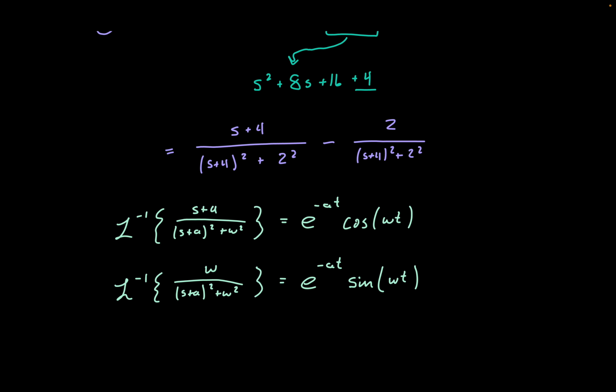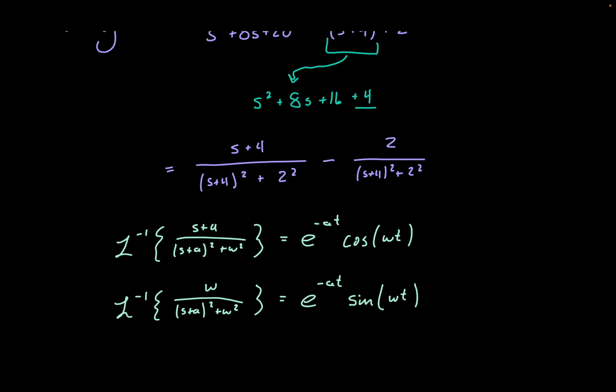So now all we have to do is pair up what our variables a and omega are. In this case, we can see that a is going to be 4, and omega is going to be equal to 2 here. So let's write that out on the side here. We'll say let a equal 4 and omega equal 2.